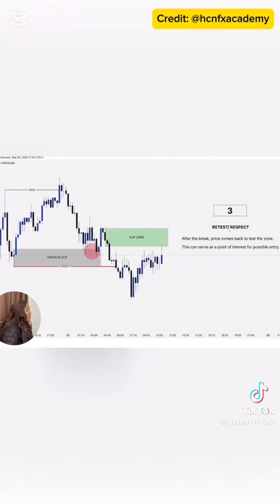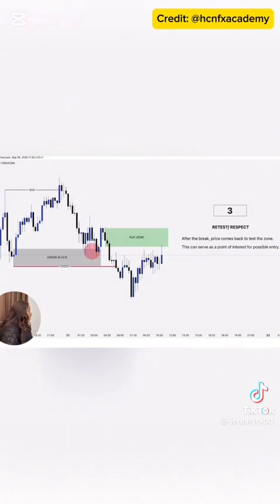So the next here is retest and respect. After the break, you wait for price to come back into the flip zone. Just like I've written here, after the break, price comes back to test the zone. This can serve as a point of interest. So the flip zone would now be your point of interest. So once the break happens, wait for price to retest the flip zone.